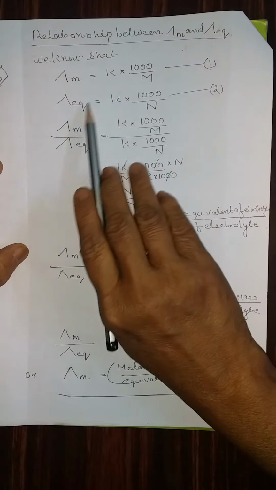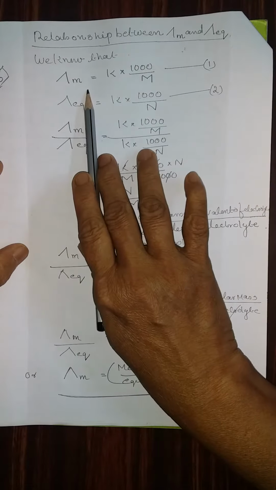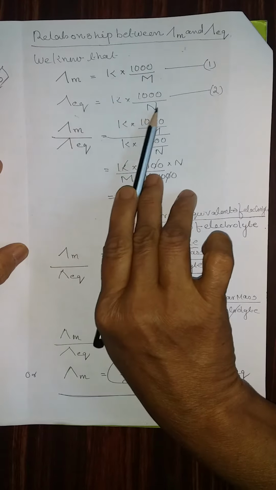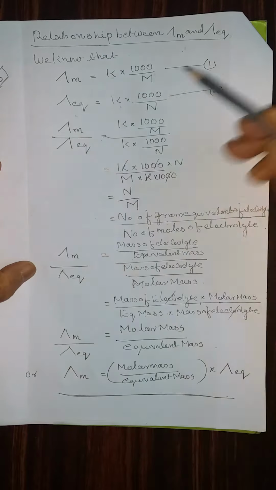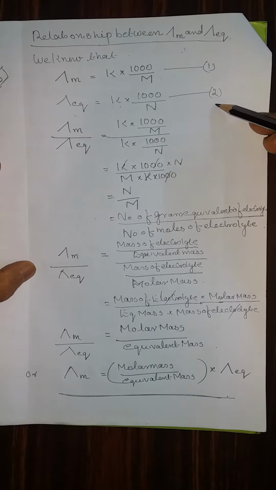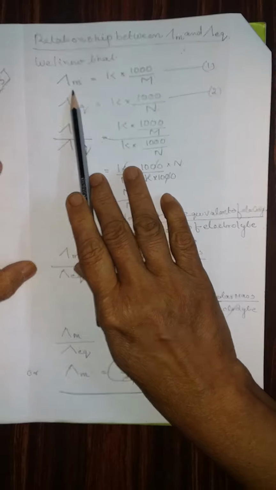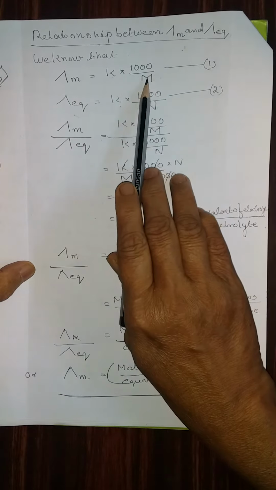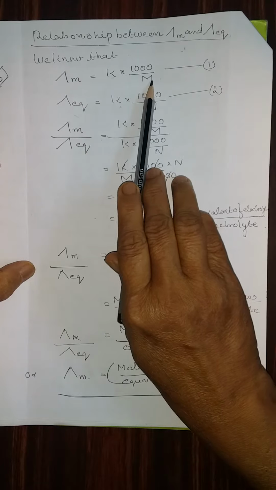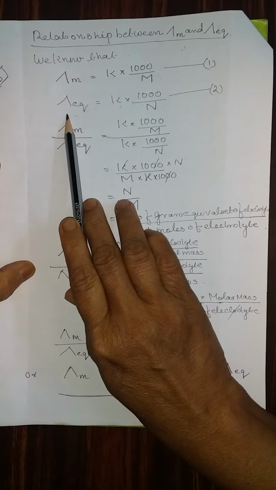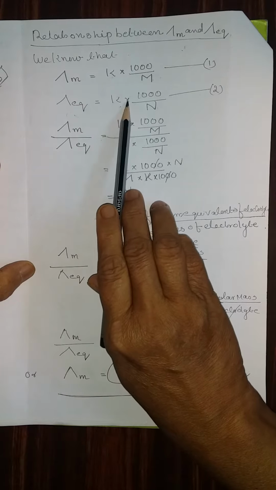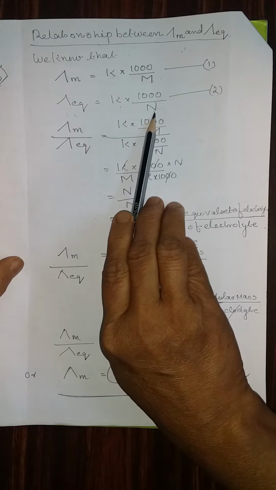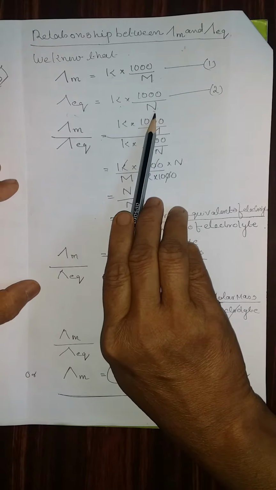You already know the relationship of molar conductivity with molarity and kappa, and equivalent conductivity and normality with kappa. Therefore, write those two equations first. Molar conductivity is equal to kappa into 1000 by M, because it is concerned with the number of moles. Equivalent conductivity is equal to kappa into 1000 by N, capital N, which is related to gram equivalent.